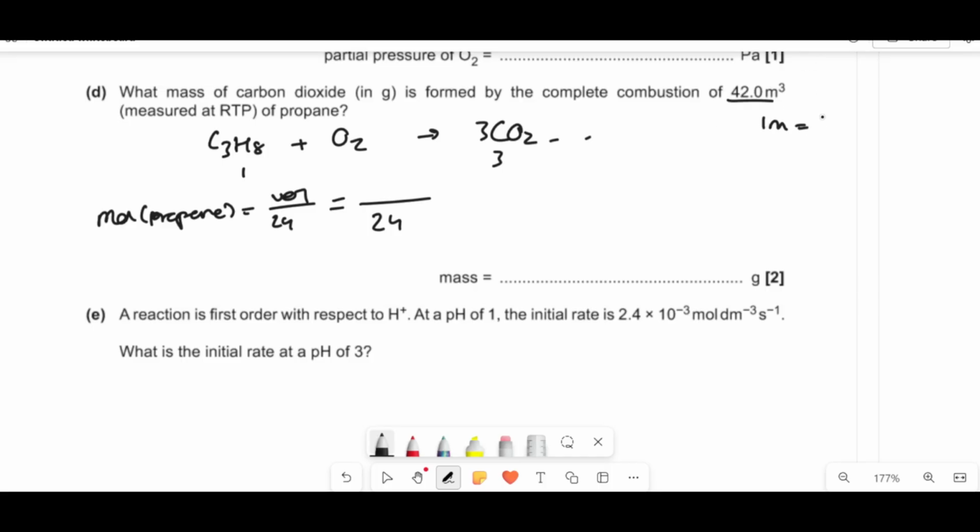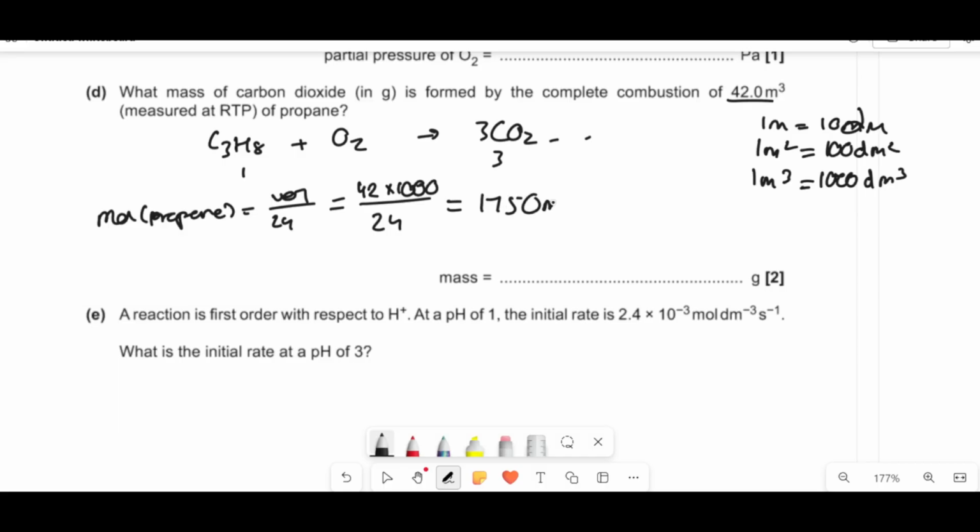So 1 meter is 10 decimeters. That means 1 meter squared has to be 100 decimeters squared, because you times it by 10 squared. So 1 meter cubed has to equal 1,000 decimeters cubed. So if I'm going from meters cubed to decimeters cubed, I'm going to have to do 42 times 1,000. If I do that, we get 1,750 moles.